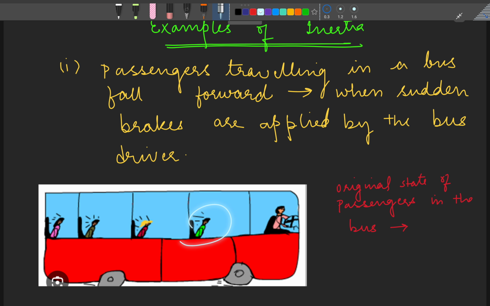You see, right? The reason is your original state of the passenger is in motion. But because the external force is applied, which is brakes applied by the bus driver, your feet comes to rest, but your upper body is still in motion and it falls forward, right?